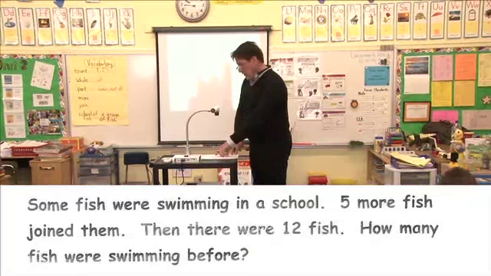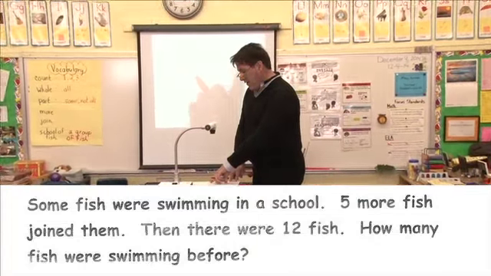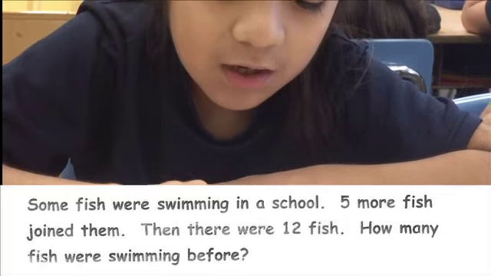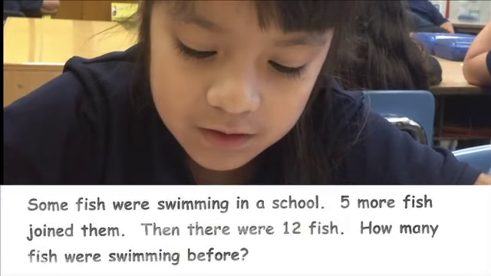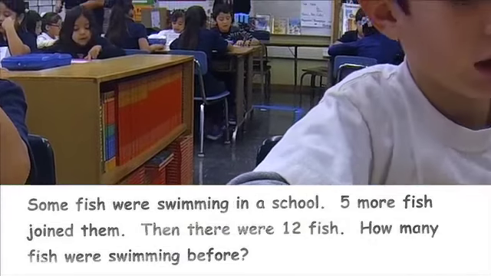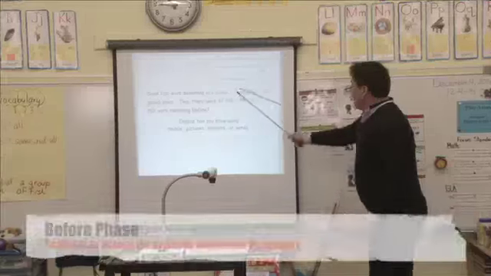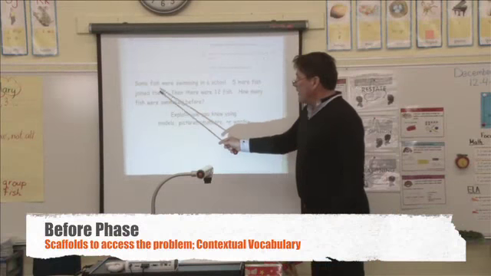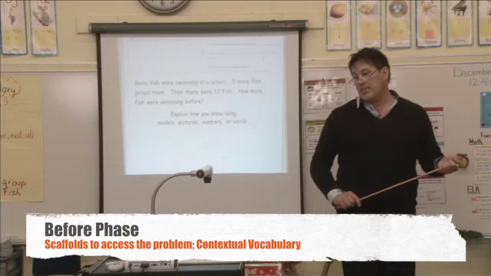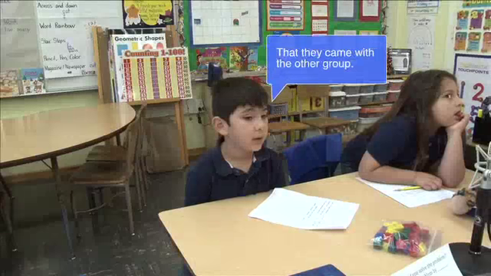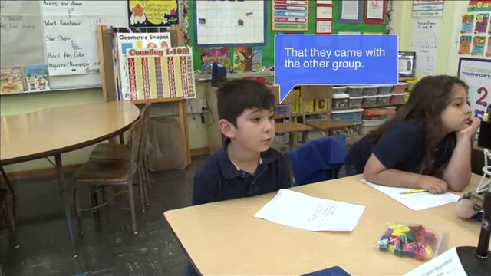Some fish were swimming in a school. 5 more fish joined them. Then there were 12 fish. How many fish were swimming before? 5 more fish joined them. What do they mean by joined? What does that word mean? Yes? That they came with the other group.